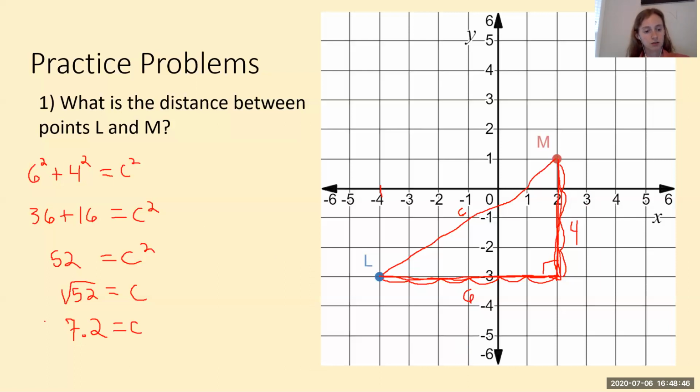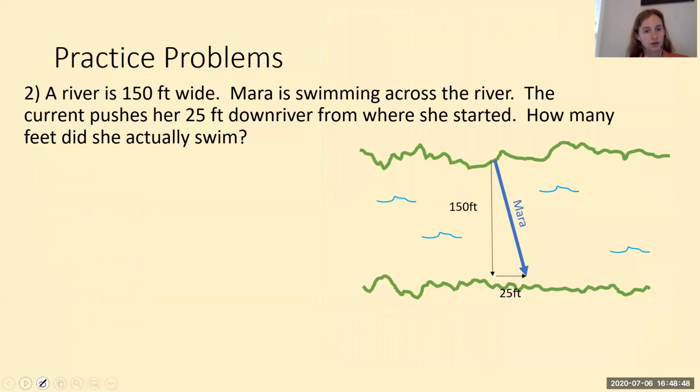All right. Let's try the second practice problem here. So number 2, a river is 150 feet wide. Mara is swimming across the river. The current pushes her 25 feet downriver from where she started. How many feet did she actually swim?